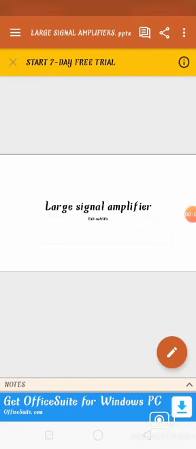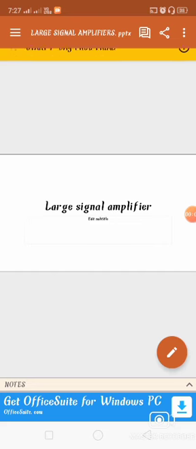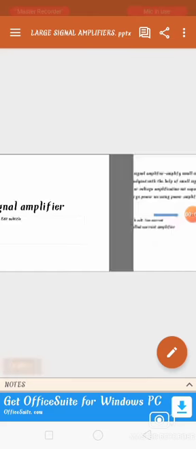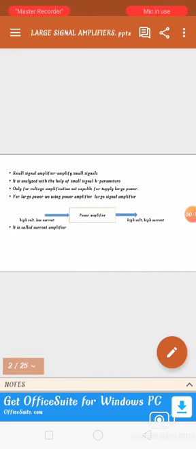Good morning, everyone. Today we are going to see the topic large signal amplifiers. What is a small signal amplifier and a large signal amplifier? A small signal amplifier amplifies only small signals. That means small amplitude signals.